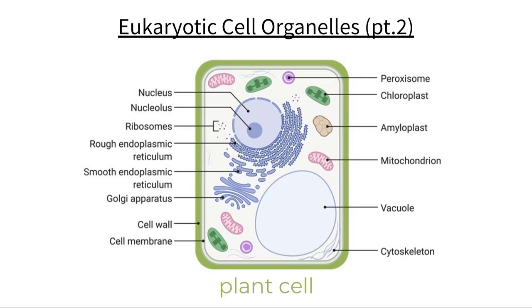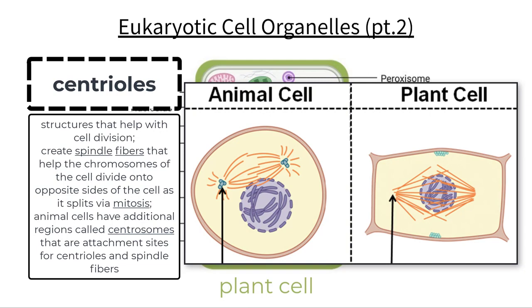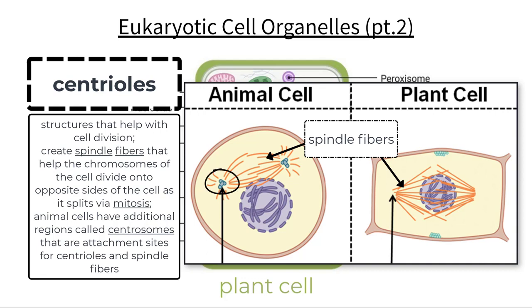Our last two structures you can find in both plant and animal cells, which are centrioles and peroxisomes. Centrioles, which are not pictured here, are structures that help with cell division. They create structures called spindle fibers that can help the chromosomes of the cell divide onto opposite sides of the cell as it splits into two new cells. While both plant and animal cells have these spindle fibers, animal cells also have regions called centrosomes that are attachment sites for these centrioles and spindle fibers. More on that later in the course when we discuss cell division.